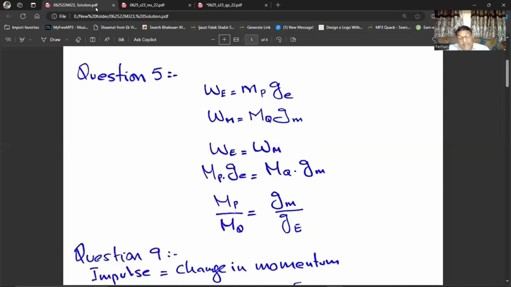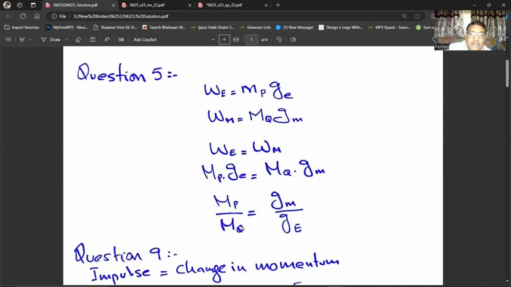So let's suppose, since it is given that their weight is the same, we will make their weights equal to each other. So the weight of the body P and the weight of the body Q are both equal to each other. So MP into GE equals MQ into GM. That means the mass of P and the g on Earth, and the mass of Q and the g value on Mars. Then the mass of P divided by the mass of Q will be equal to the g on Mars divided by the g on Earth.